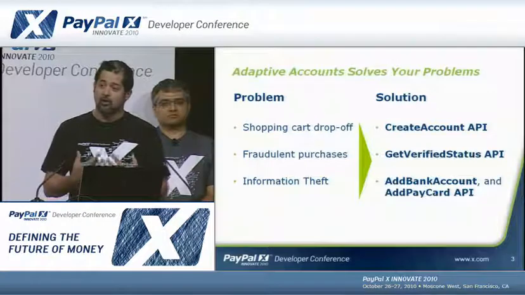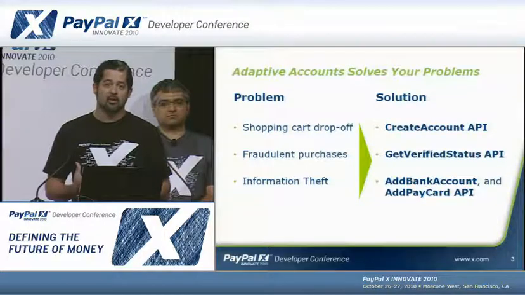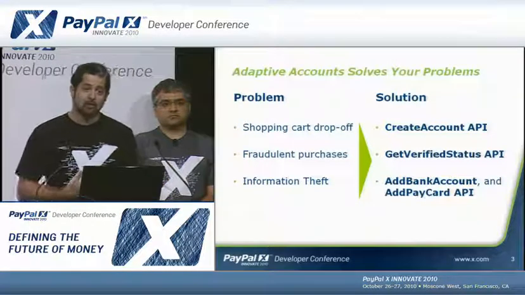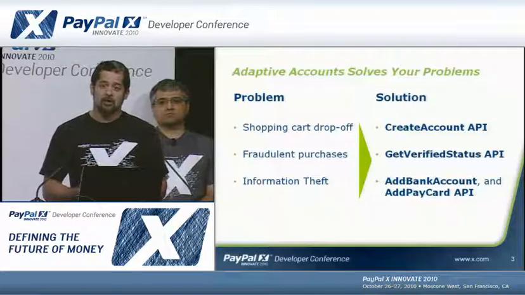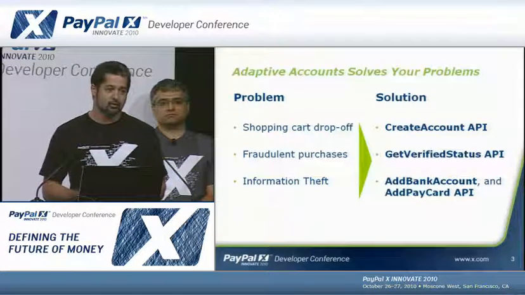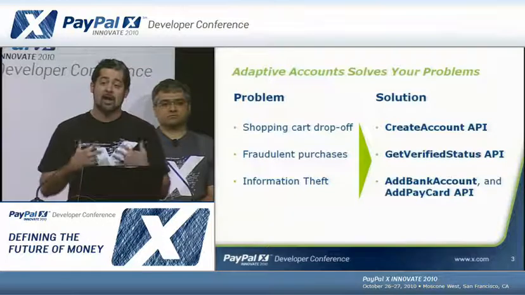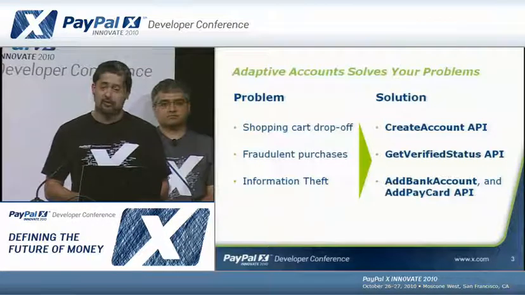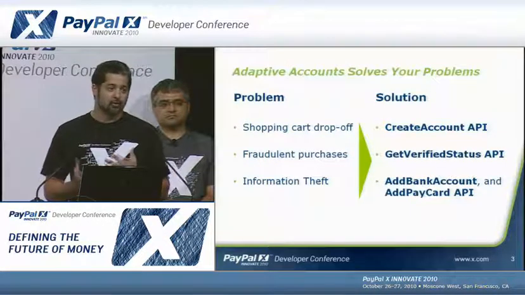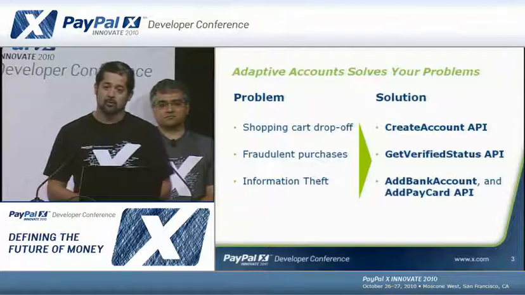So for that, we heard a lot of the feedback, and we've created a new Get Verified Status API, which allows you to determine the risk level of any particular user. So you can customize and determine how to sell your goods and services to your users. So you can, Ali will talk more a little bit about that.